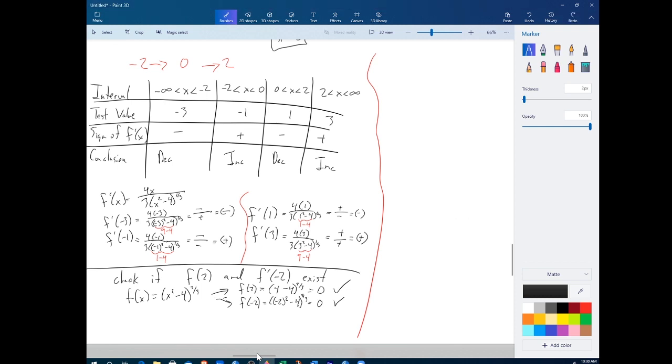Wait, f of 2 isn't 4 supposed to be squared? So I'm going back to the original problem, which was x squared minus 4 all to the 2/3 power. And I did kind of skip a step here, but I plugged in 2 and squared it and got 4. And 4 minus 4 was 0, so any 0 to any power will give me 0, including a 2/3 power. And then here, again, I get 4 minus 4. And so those two do exist.